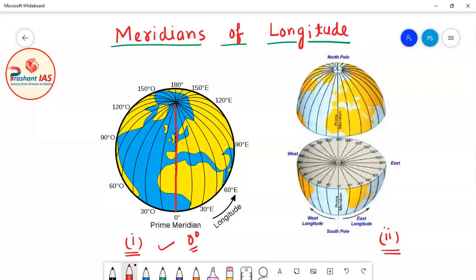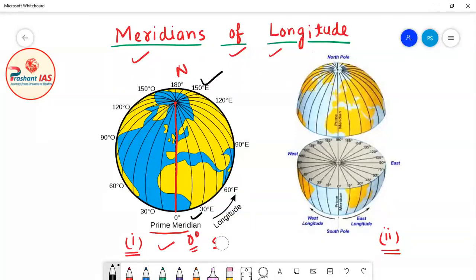And what is the meaning of meridians of longitude? I have told you that meridians of longitude are the semicircles running from north pole to south pole. Okay, meridians of longitude, or we can simply call them meridians also. So meridians of longitude are the semicircles running from north pole to south pole, and they connect all the longitudes of the same measurement. For example, if we are talking about the prime meridian, then the prime meridian is also running from north pole to south pole, and it connects all the longitudes whose measurement is 0 degree. So it is also called the 0 degree meridian of longitude.